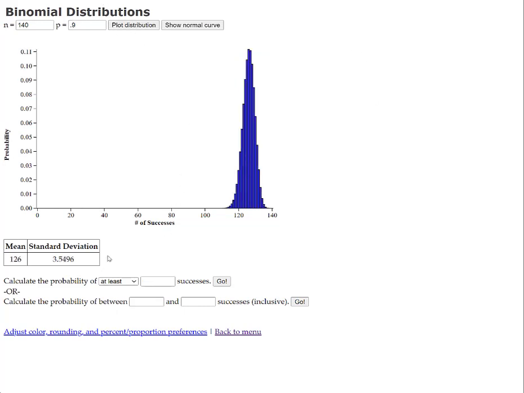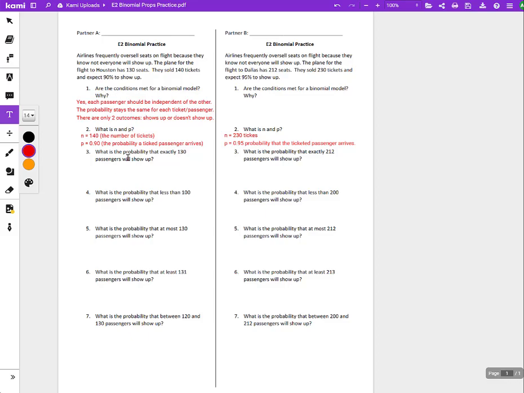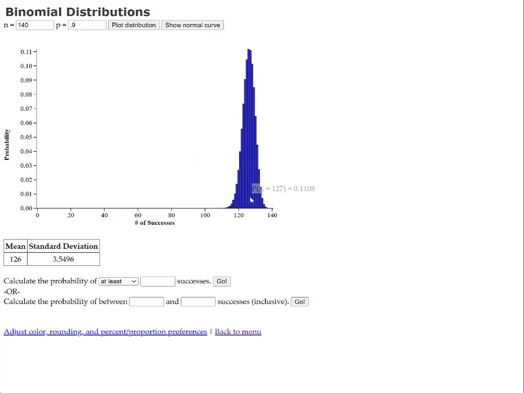And you can see, okay, it's much harder to drag here and get actual values because these boxes are pretty skinny, and it's going to be even worse on the other one. So we're going to go ahead and find out what is the probability exactly 130 show up. So I could try to say, oh, where's 130? I don't know. See how hard it is for me to click? So you want to just go ahead and use these drop downs. So exactly 130, go. And you can see that it's 0.0646.